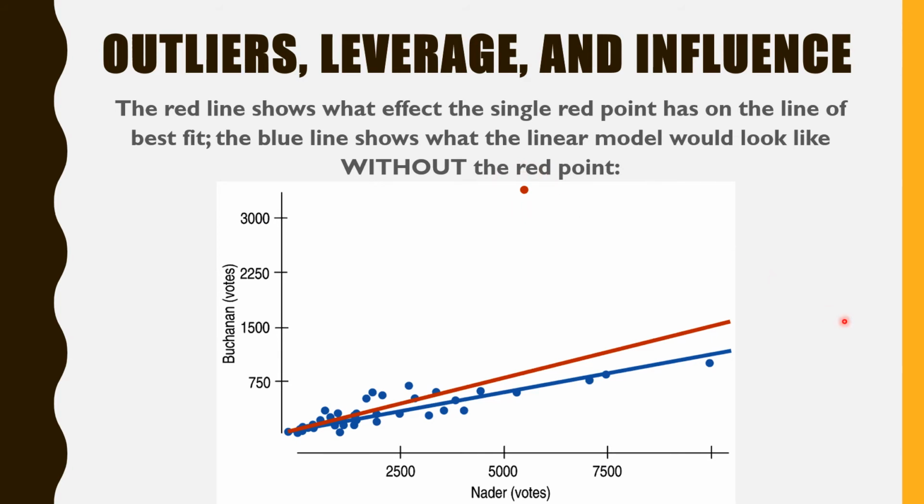So we can see there's a pretty significant difference in our slope. Even though we have quite a bit of data in this scatter plot, that one point has a lot of influence on it. So just be aware of when you have outliers and how that could impact your line of best fit.